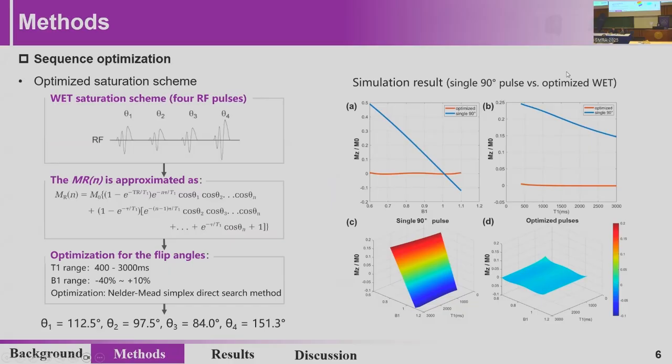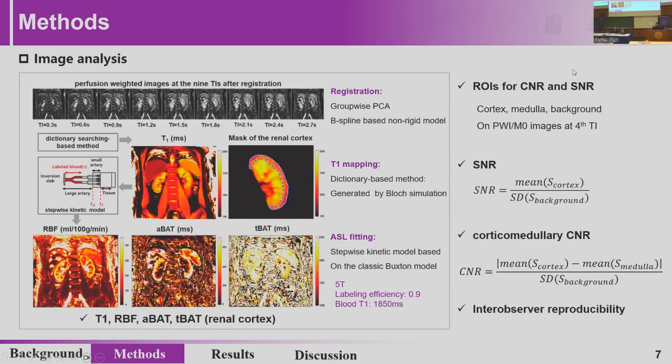optimized using numerical simulations. For the image analysis, all the datasets were registered using a group-wise registration, and the T1 maps were calculated using a dictionary-based method. The T1 maps were incorporated into the stepwise kinetic model to calculate the T1, RBF, ABAT, and TBAT of the renal cortex. The SNR and CNR were also calculated for the images.